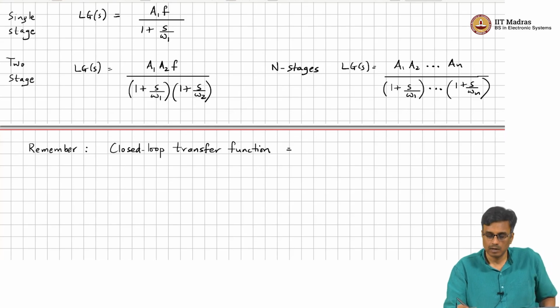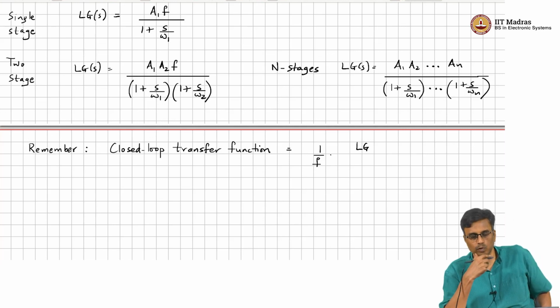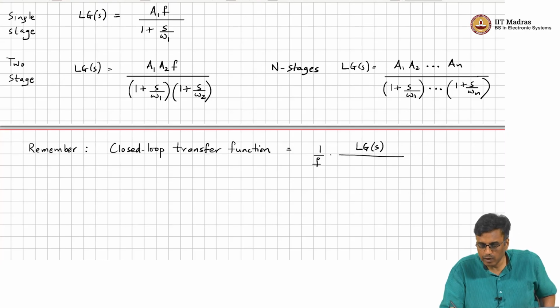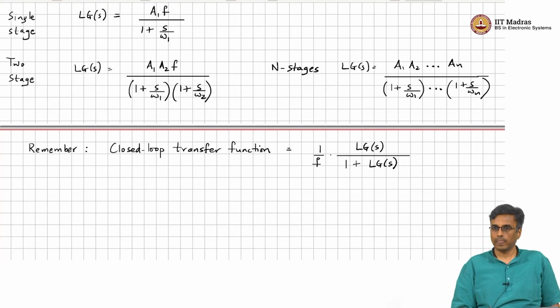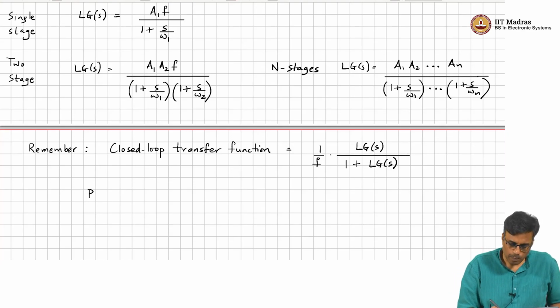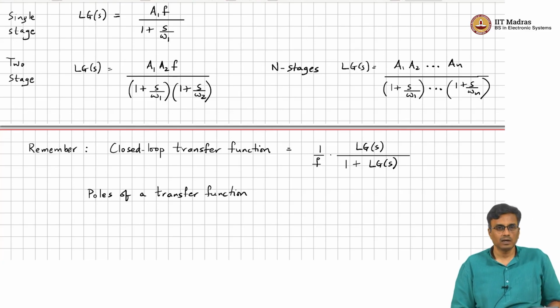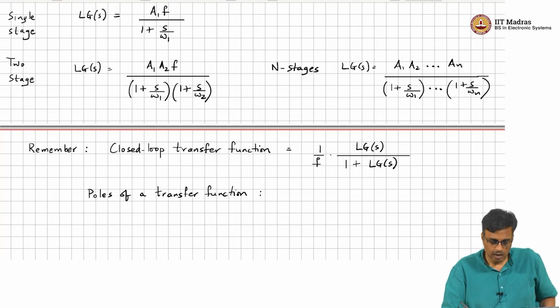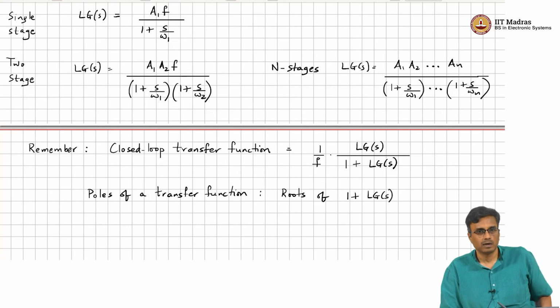So now the question: remember what is the closed loop transfer function? It is 1 over f times loop gain over 1 plus loop gain. So the transfer function will be loop gain of s divided by 1 plus loop gain of s, correct. And remember again, what are the poles of a transfer function? They are nothing but the roots of the characteristic polynomial. So, basically in this case, the roots of 1 plus loop gain of s. Does it make sense?